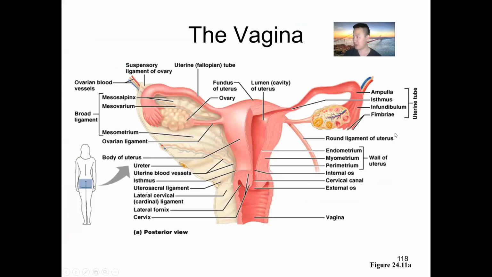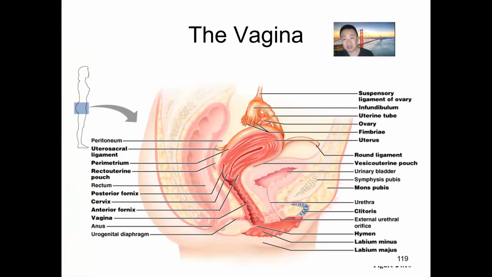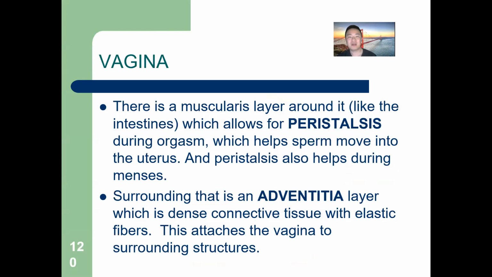Okay, I think I've had enough of this image. We've seen this enough. Again, this is a lateral view. As you can see here, the urinary bladder, this is the urethra here, and then the vagina comes next, the vaginal canal. Now, there is a muscularis layer around it, like the intestines, which allows for peristalsis of the vagina during orgasm, which helps sperm cells move into the uterus. And peristalsis also helps during menses. Now, surrounding that is the adventitia layer, which is made of dense connective tissue with elastic fibers, and this attaches the vagina to the surrounding structures.